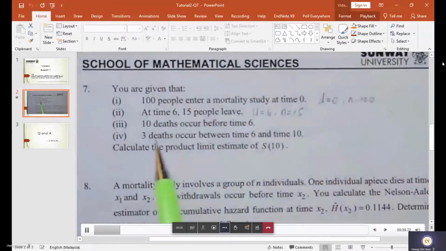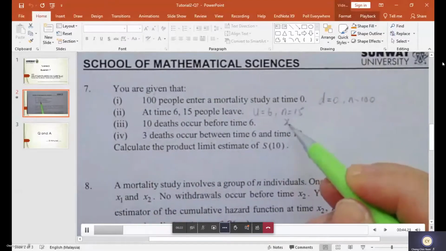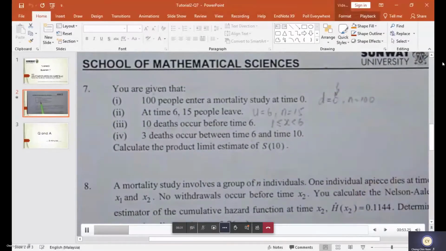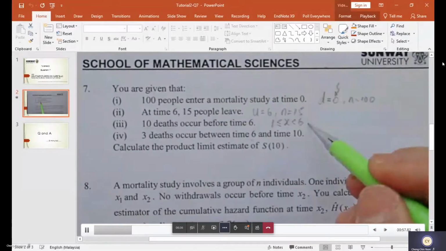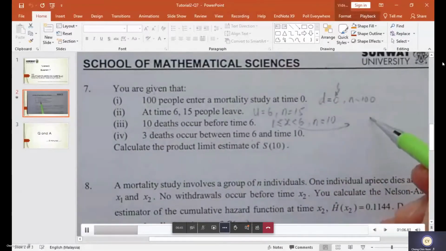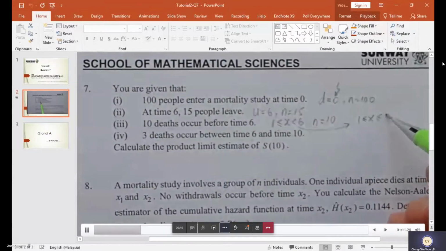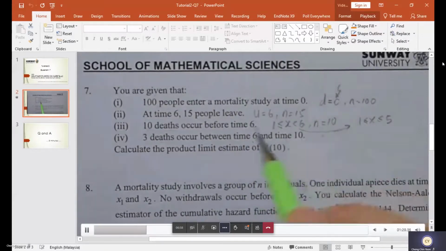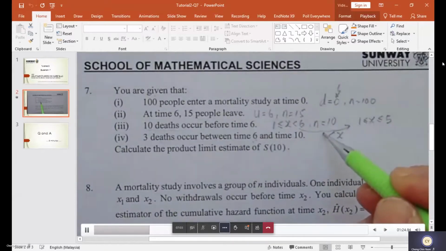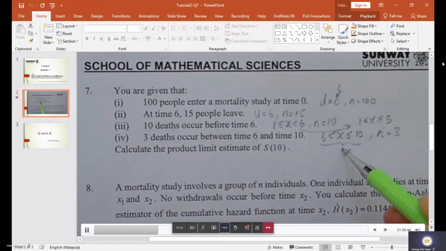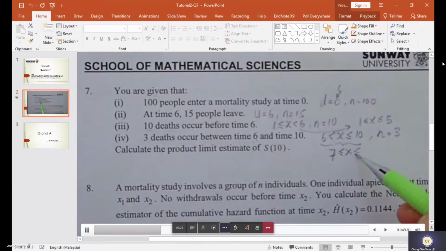This means that this is our uncensored value, that is the x before time 6, which is greater or equals to 1 because the time 0 is already occupied by the truncation value. And the frequency, which is 10. So this one also can be written as the uncensored value is from 1 to 5. Number 4, 3 deaths occur between time 6 and time 10. So this is referred to the uncensored value, that is between 6 and 10, where the frequency is 3. So this one also can be written as the x for the uncensored value taking from 7 to 10.